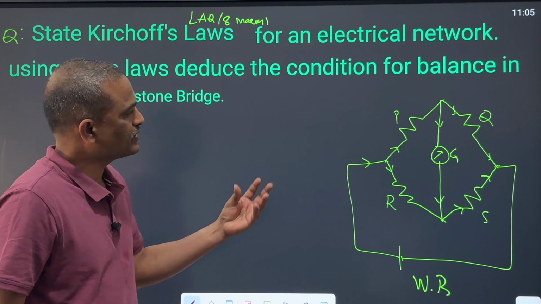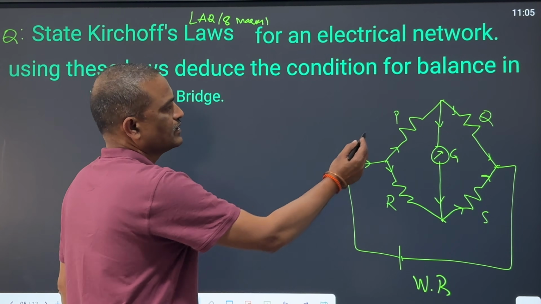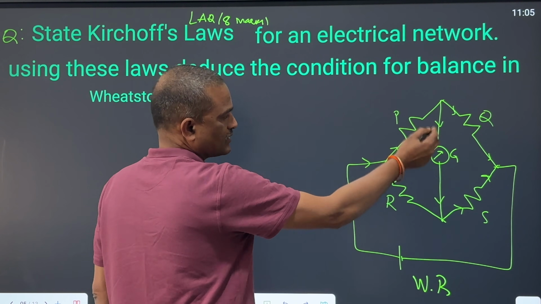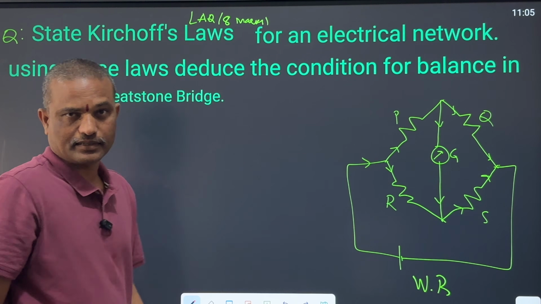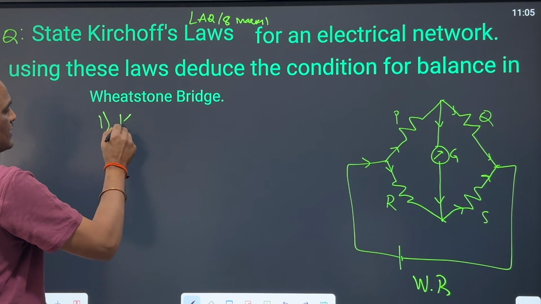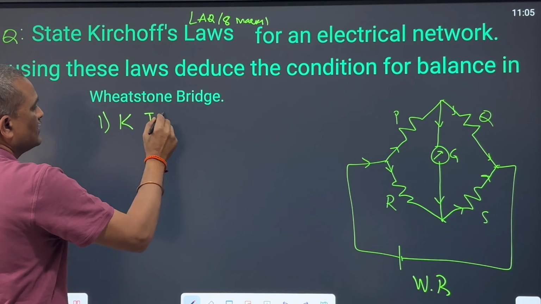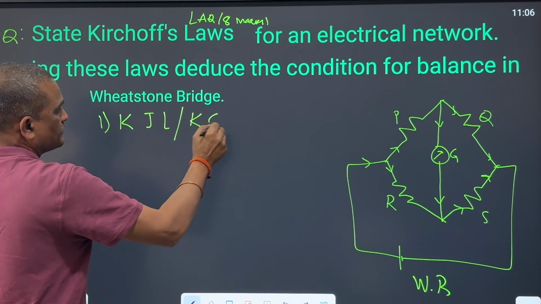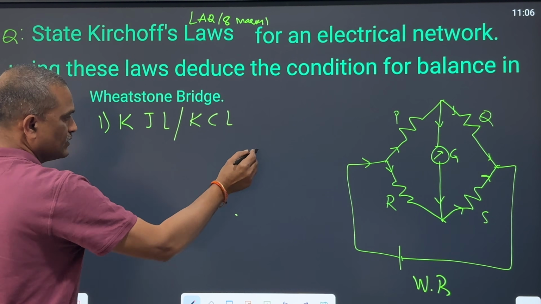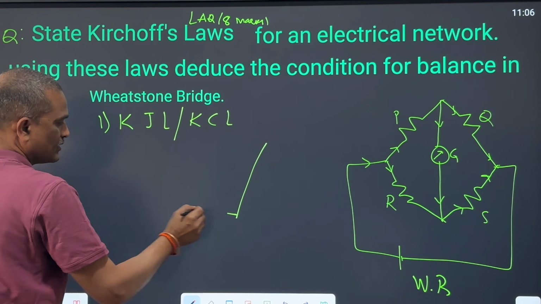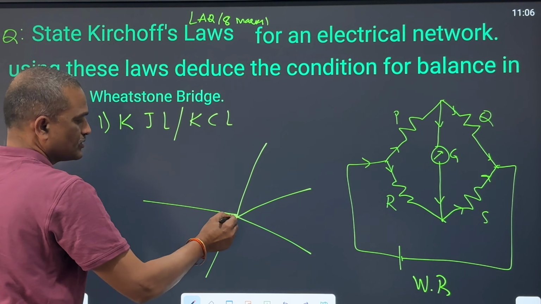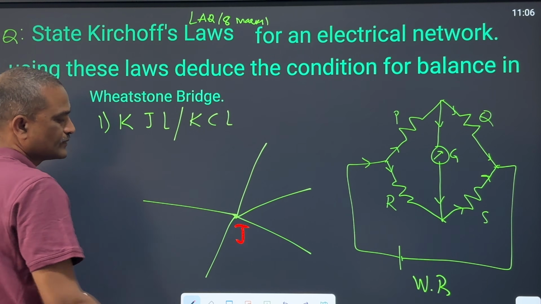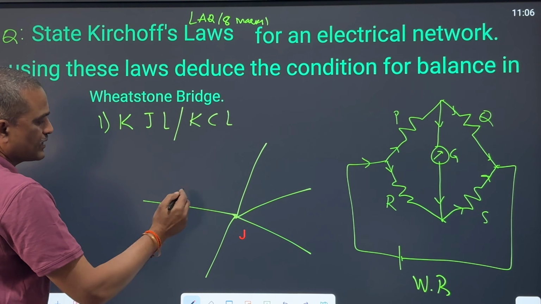Wheatstone bridge is nothing but the combination of four resistors P, Q, R, S connected through a galvanometer to a battery as shown in the diagram. There are two laws. The first law is called Kirchhoff's junction law or Kirchhoff's current law. In this, we consider a junction through which many currents are going or at which many currents are meeting. So this is called as the junction. So at this junction, many currents are meeting.